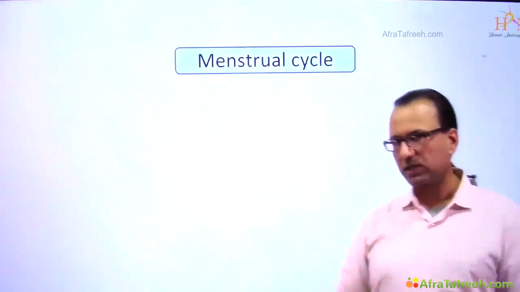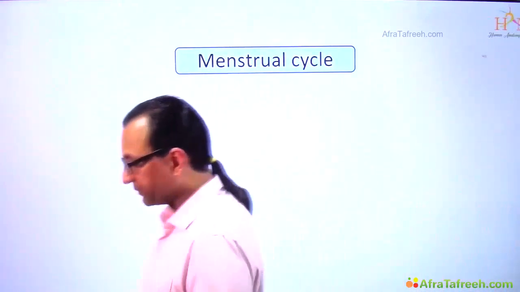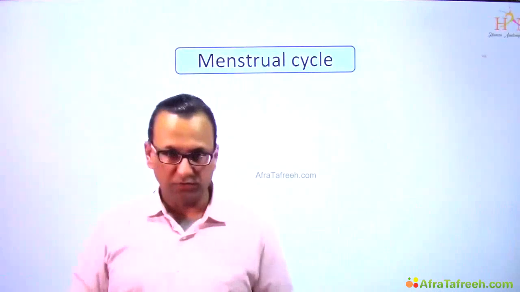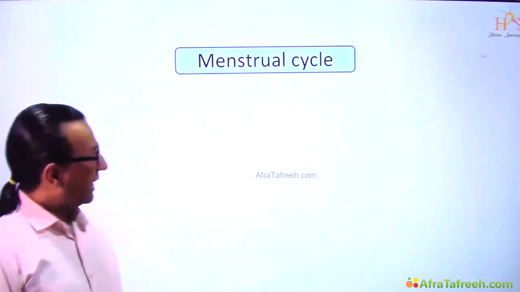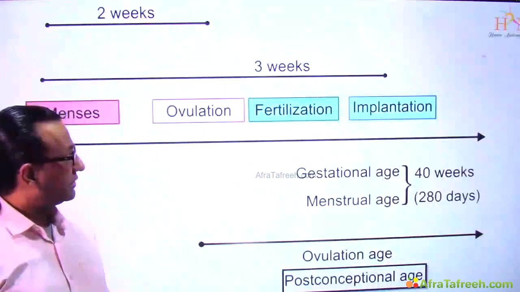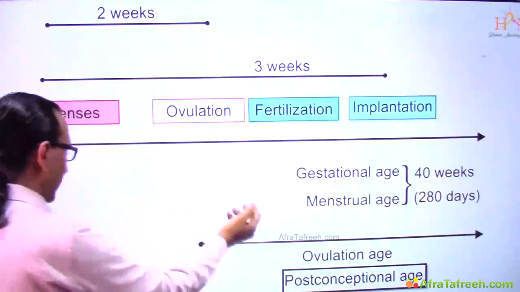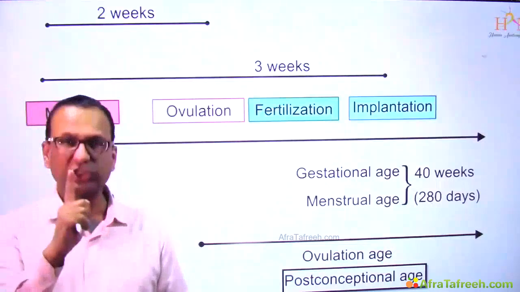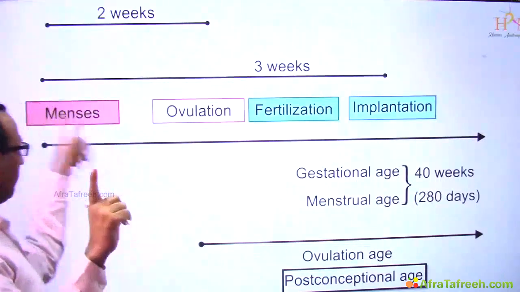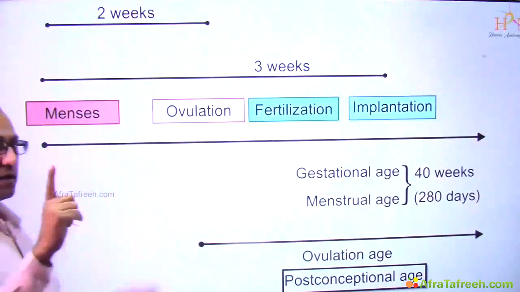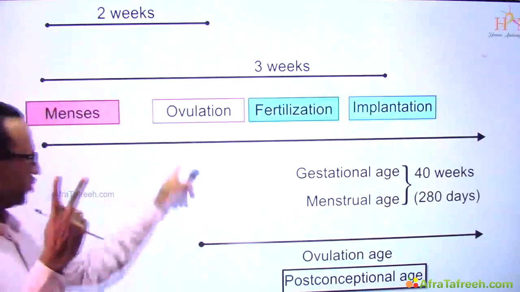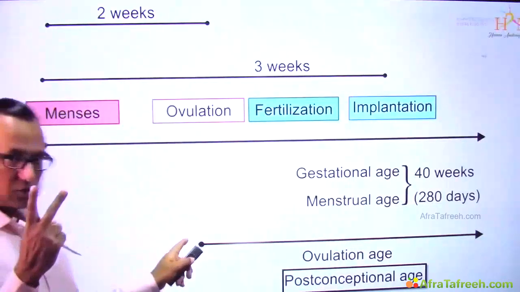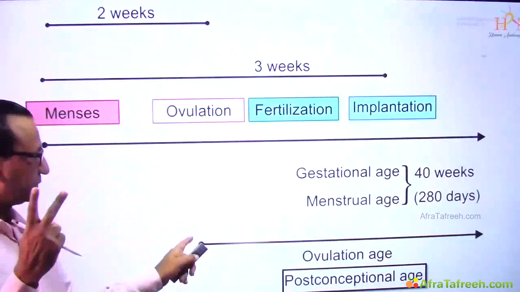First, we have to look at the menstrual cycle details. We'll draw a diagram also for the same. And here you see, this is the details we are going to talk about. Understand there is one gestational age, which is also called as menstrual age. And then there is the fertilization age, which is also called ovulation age.